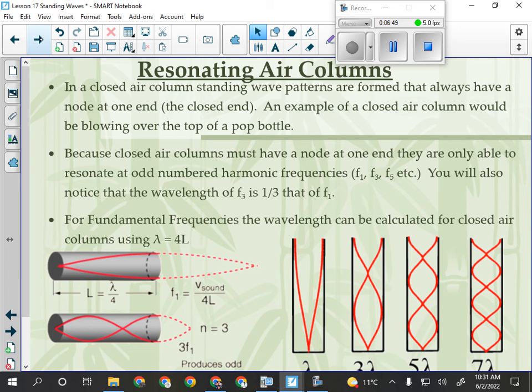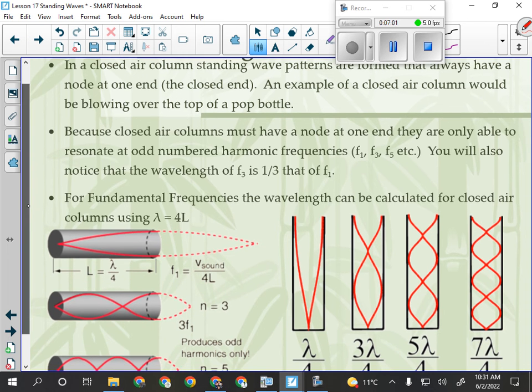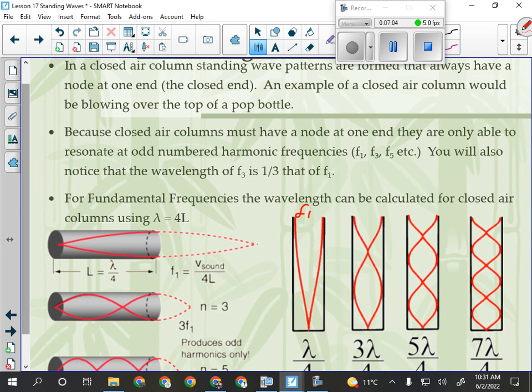So for this closed air column, our first frequency that we will hear is F1, and the waveform that gets produced in there looks like this. This is F1, our fundamental frequency. How many wavelengths are in that tube? A quarter of a wavelength. Because remember, for a standing wave, one full wavelength looks like that. There's only that much in the tube at F1.